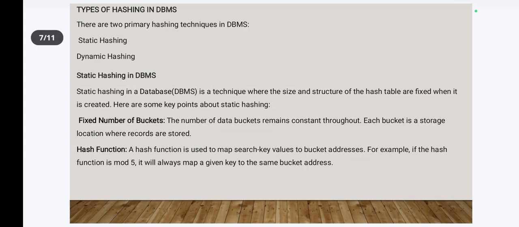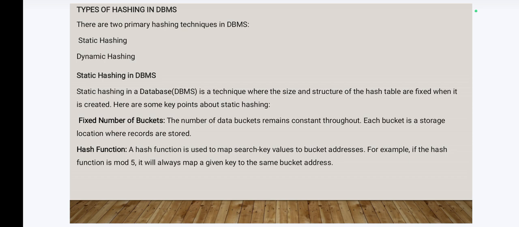Types of hashing in DBMS. There are two types of hashing. First one is static hashing. Second one is dynamic hashing. Static hashing in DBMS. Static hashing in a database is a technique where the size and structure of the hash table are fixed when it is created.